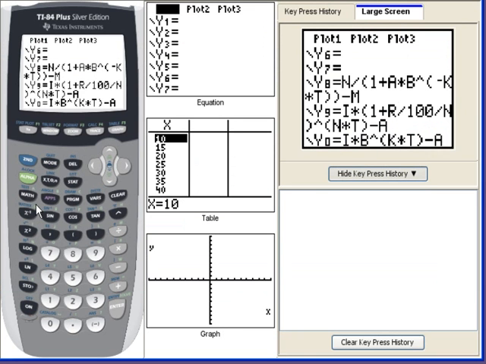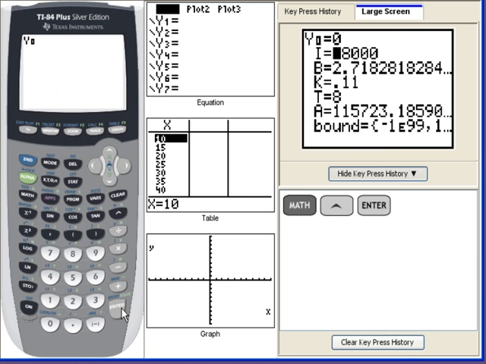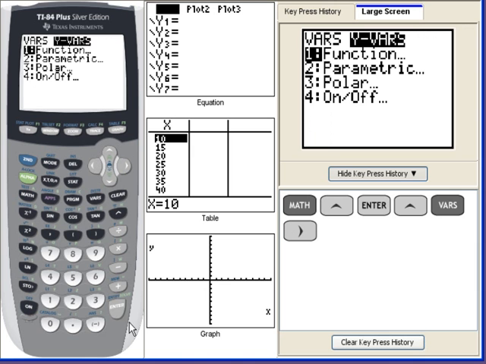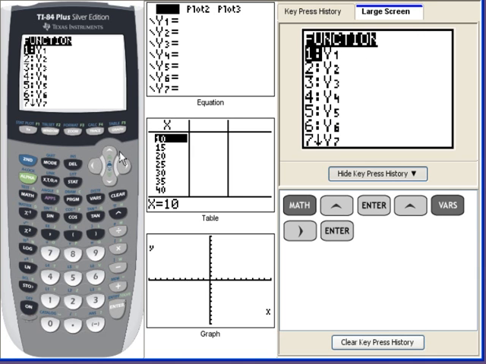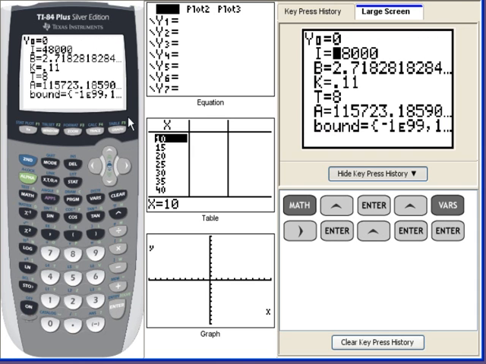So I've got to load Solver up with this Y0. Math, scroll up to the top, Solver's at the bottom, and I already loaded this up. You can watch the Solver video. I go through this in gory detail, but you can scroll all the way to the top, Vars, Y-Vars, Function, and then you can choose whatever function you want to load. I'm loading Y0, and then press enter. Okay, so here we go.